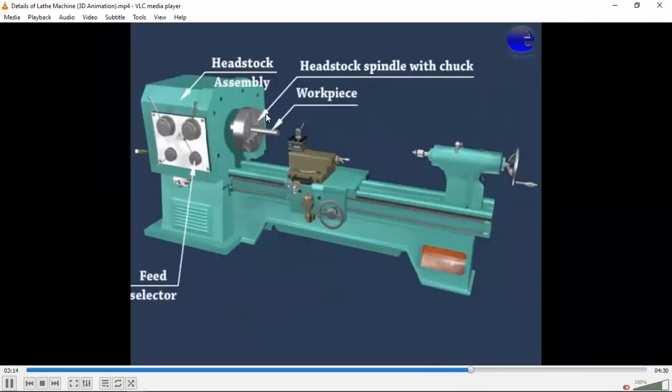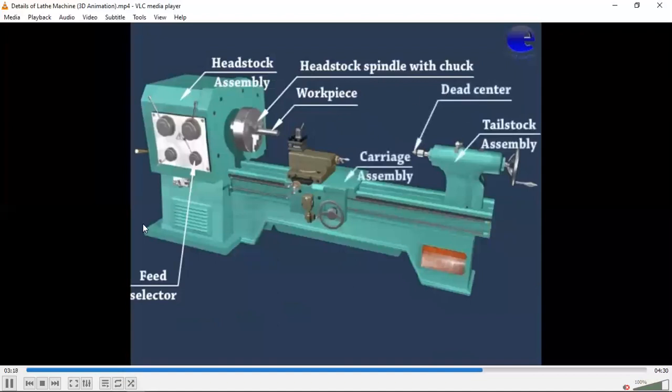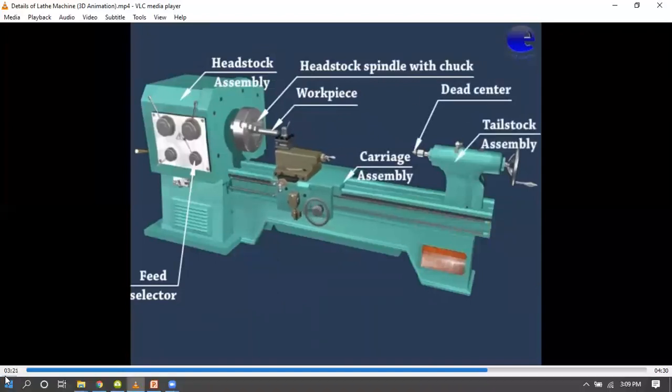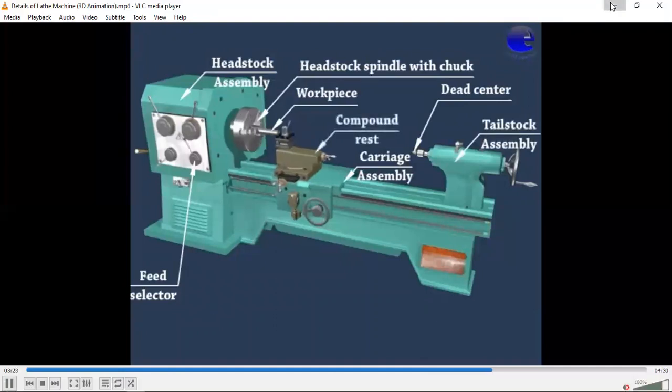So that is called the headstock assembly and workpiece. Headstock and spindle, these are the two parts we are talking about. So once again, we'll come back to this.